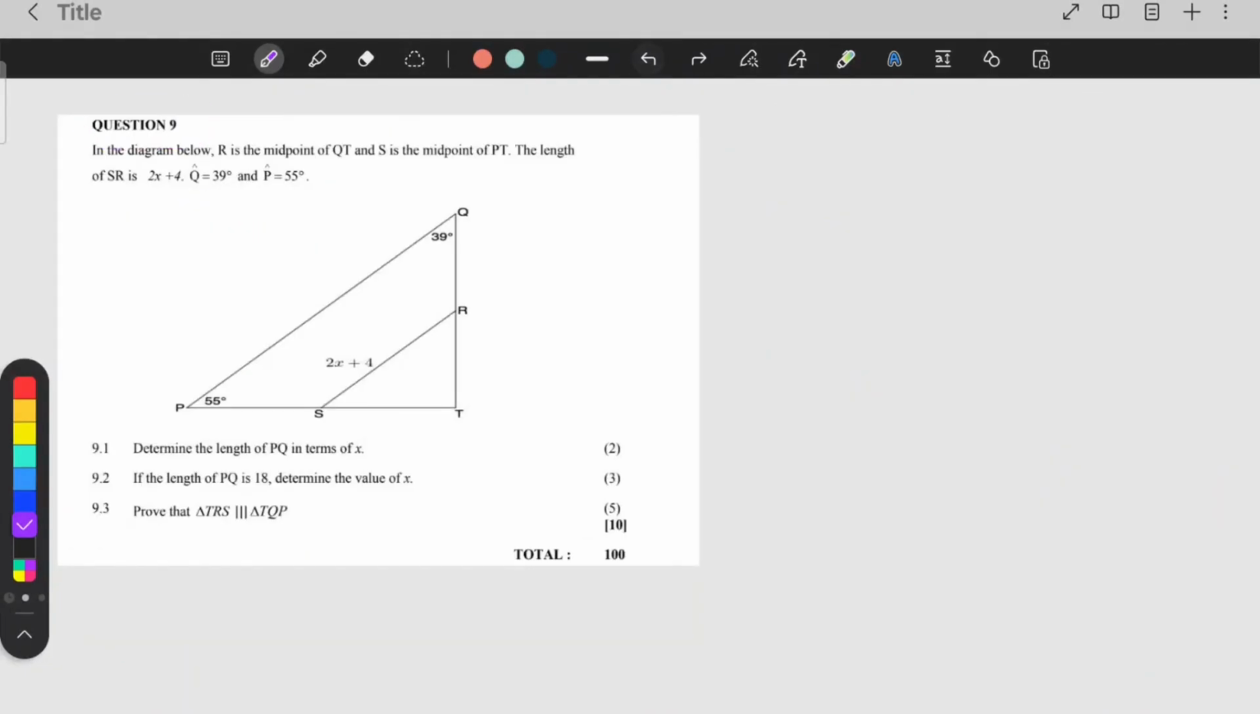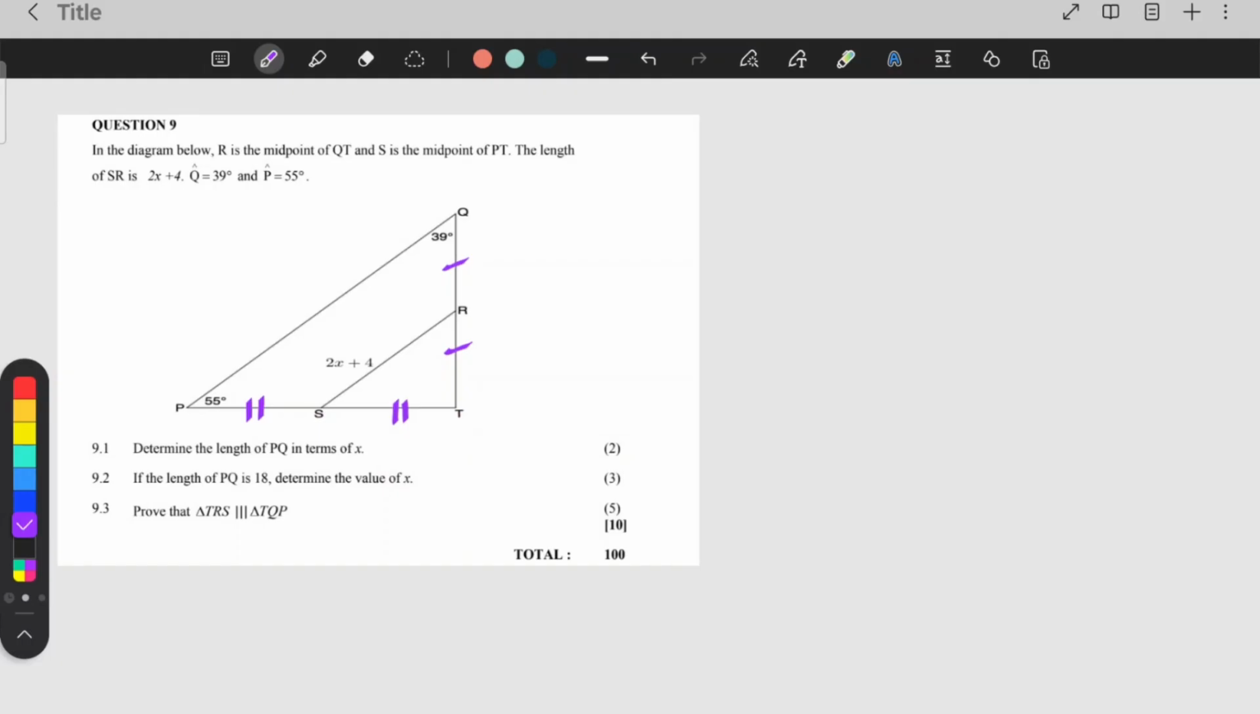This is question 9 from this question paper. It says, in the diagram below, R is the midpoint of QT. So R is the midpoint of this QT. So if R is the midpoint, then this is equal to that. Then it also says S is the midpoint of PT. So S is the midpoint of this whole line. That means this is equal to that.